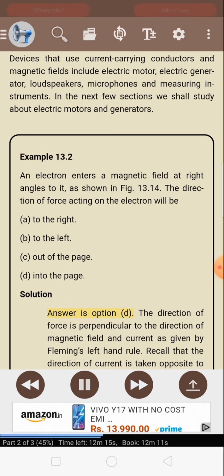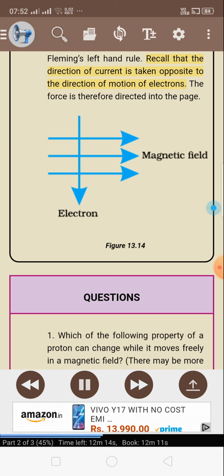Solution. Answer is option D. The direction of force is perpendicular to the direction of magnetic field and current, and is given by Fleming's left-hand rule. Recall that the direction of current is taken opposite to the direction of motion of electrons. The force is therefore directed into the page.